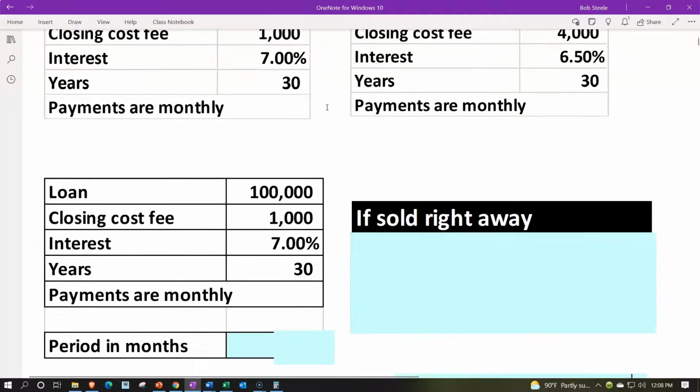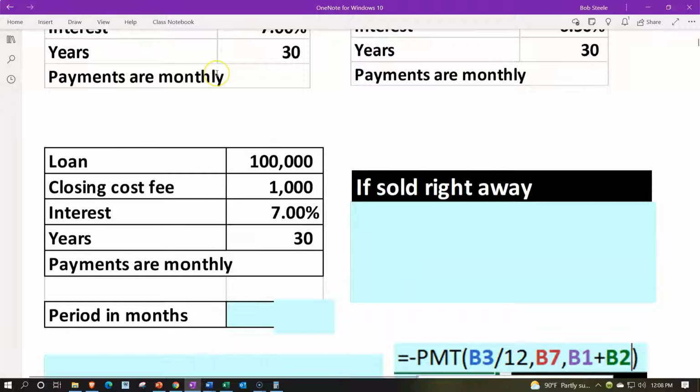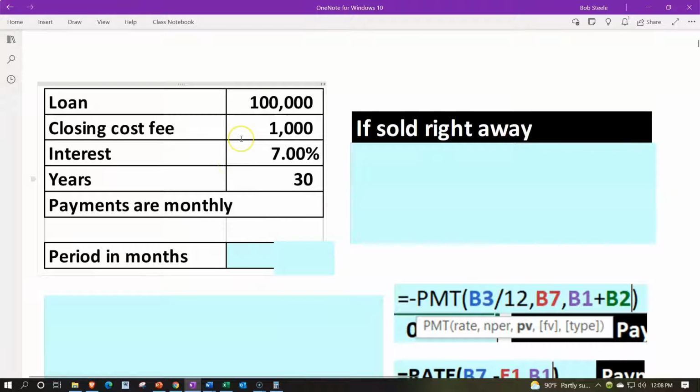So let's see if we can get this going. We're going to say the first loan, taking on scenario 1, the loan is $100,000. The closing costs are going to be the $1,000, we'll just call them fees, the interest 7%, and the years 30. So that means that the number of months is going to be 30 times 12, or 360 months for the term of this thing.